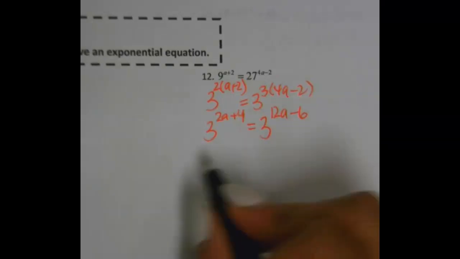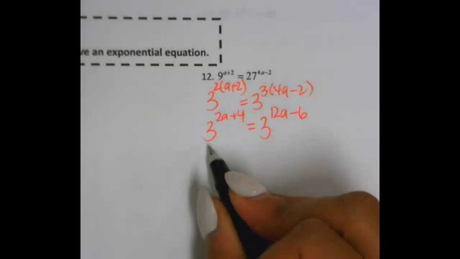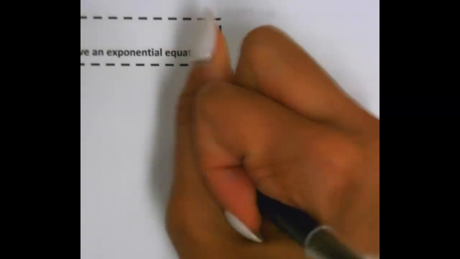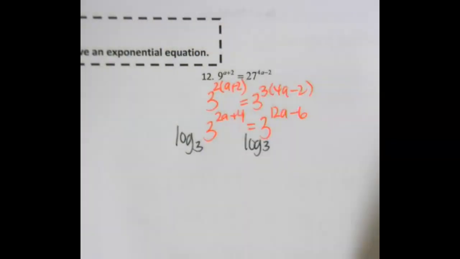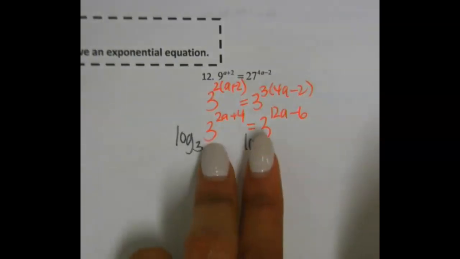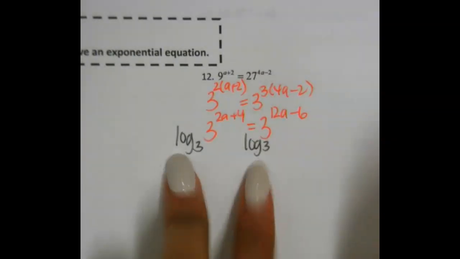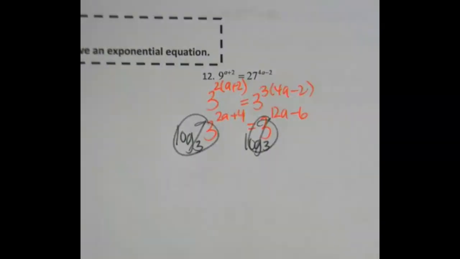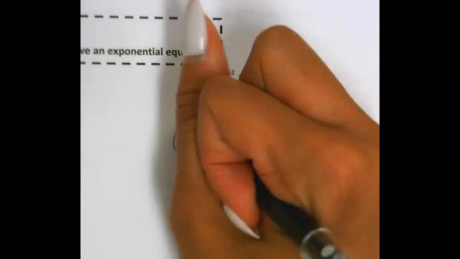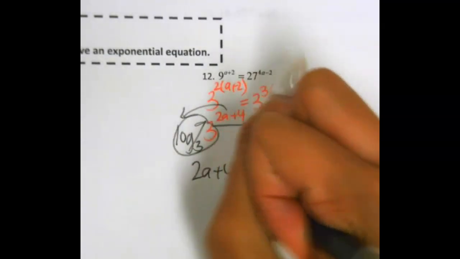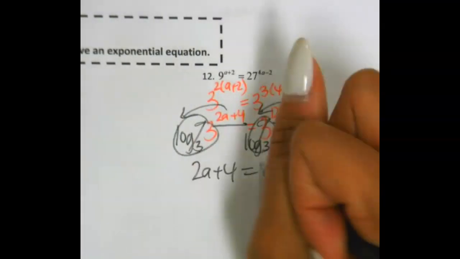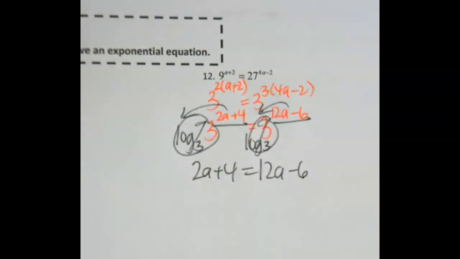Once you have that, we need to do the inverse of exponential, which is log. So I'm going to take the log base 3 on this side, and log base 3 on this one. Whatever your base is, the common base, you're just going to make that your log base as well. This cancels, this cancels. So you're going to solve the equation. 2a plus 4 will equal 12a minus 6. Solve it.